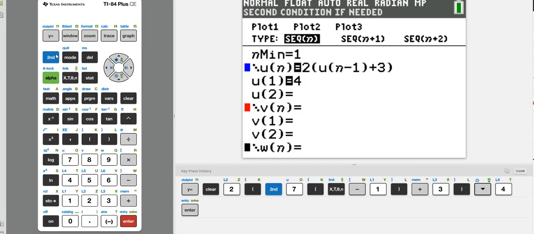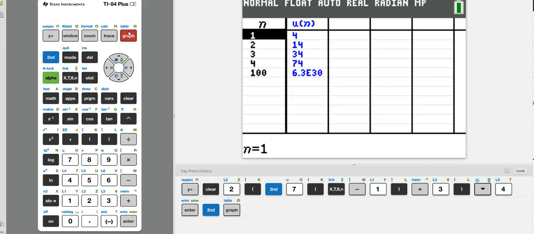Let me exit out of this. Actually, you know what? I'm not even going to exit out. I'm just going to go directly to the table. Second, and then the graph key. And take a look there. There's your first few terms. Look at how big this sucker gets. I accidentally left in 100.